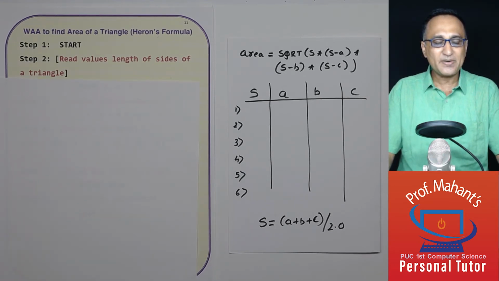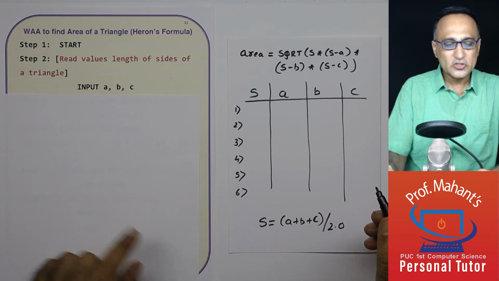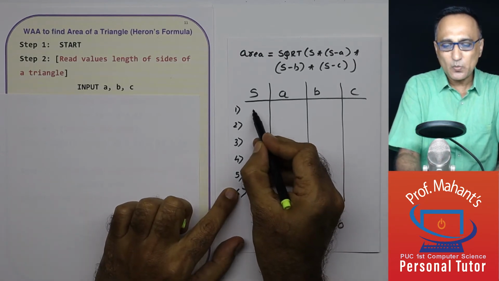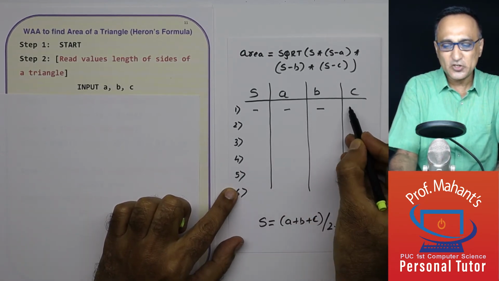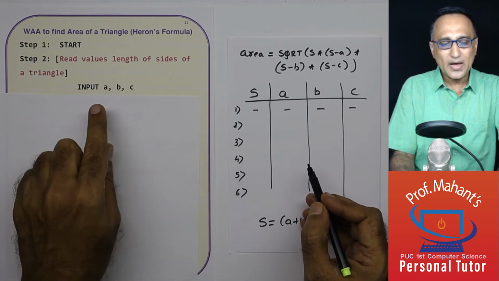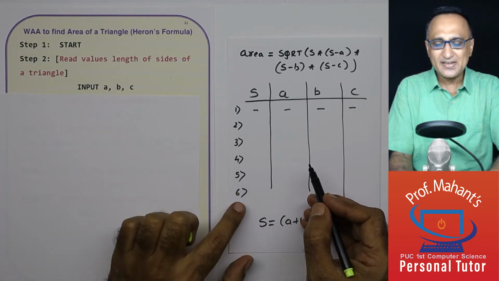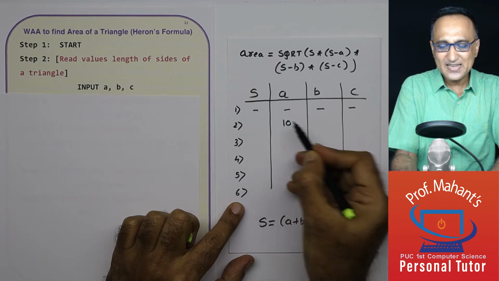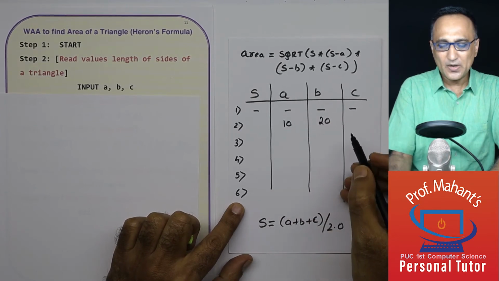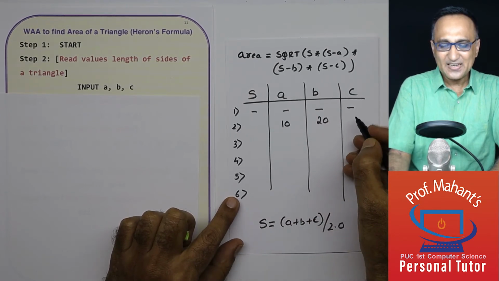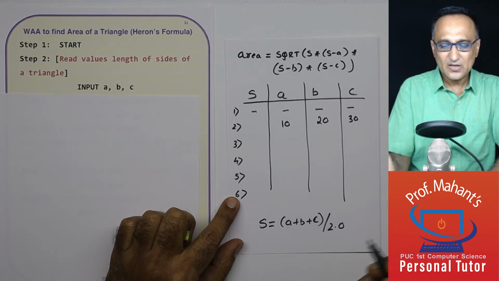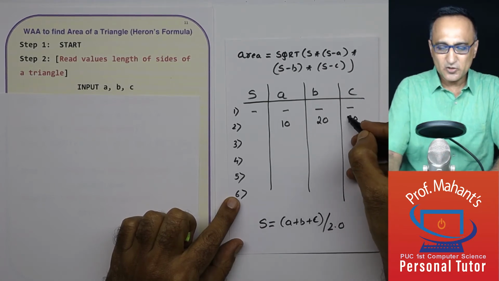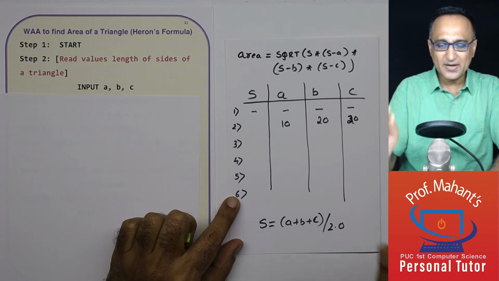So what will be the statement? It will be input a, b, c. Let us say I enter the values in step number 2. In step number 1, everything is a dash. In step number 2, I am reading values into a, b and c. Let us say this is 10, this is 20, and this is, let's say, 30, or not, let's say it should be 20. Okay, let's make it 10, 20, 20.